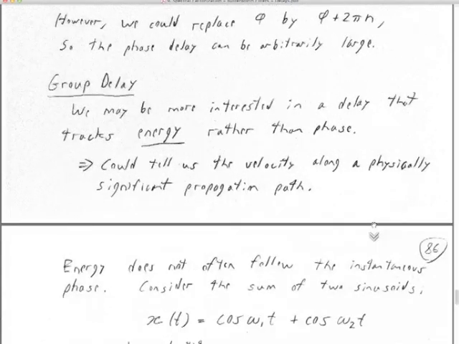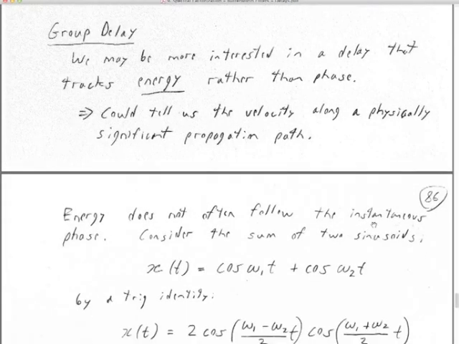All right. So let's talk about group delay. We got this packetized energy here. And this is just to remind you of some of the simple mathematics that goes into this. We're more interested in a delay that tracks energy rather than phase, because our physical processes are throwing energy around and delaying the arrival of energy. For instance, if we're going to calculate the rock property of velocity, we got to track that energy. If we can get that energy delay, which is going to be called group delay, that's going to tell us something about the velocity along a physically significant propagation path.